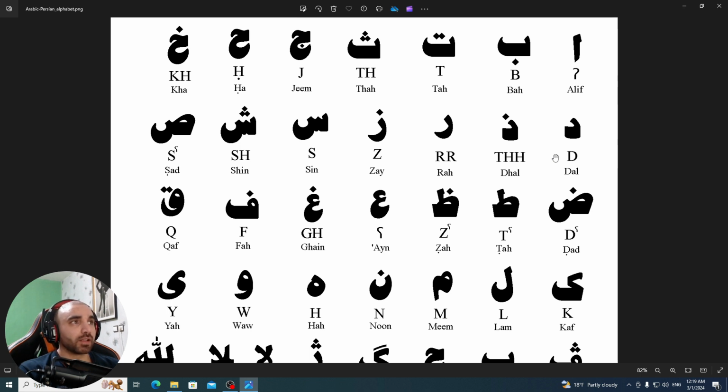Let's get started. The first one is pronounced Aleph. Well, this one right here, the first one, is both A in Farsi, A, and it could be A. Next one is B. B is similar to B.